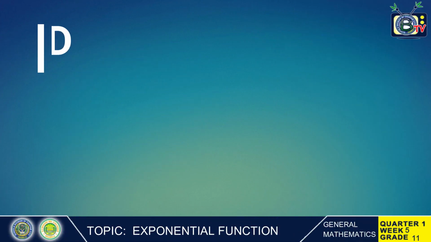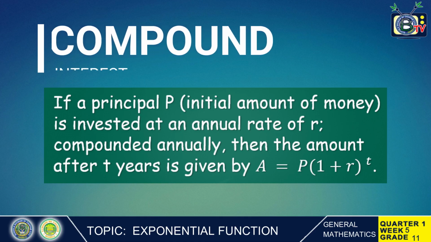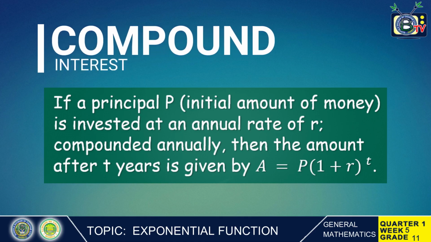Compound interest. If a principal P, which is your initial amount of money, is invested at an annual rate of R, compounded annually, then the amount after T years is given by A is equal to P multiplied by the quantity of 1 plus R raised to T.